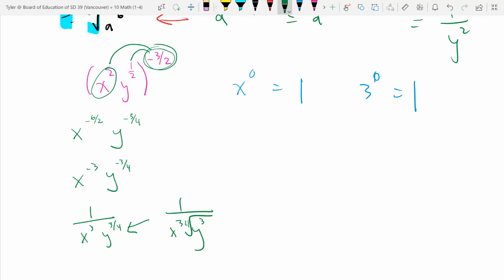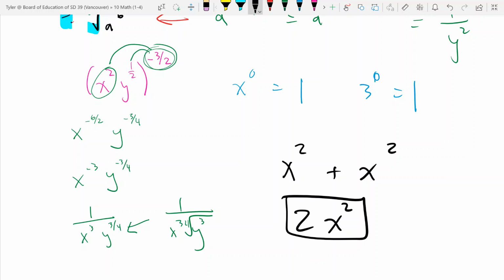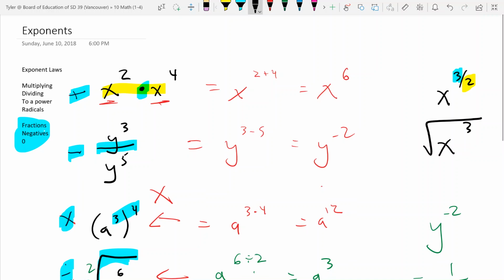I guess just the other thing to be careful of is if you have something like this, you just need to realize that these can't go together. You can't add exponents. The only thing we can do is if it's like this, it means we have 2x squared. Try not to get mixed up with those. This is like collecting like terms, and it's a lot easier. When we start to do multiplying, that's where things get weirder, and we have to add the exponents together. So those are the basic exponent laws, and that's it.